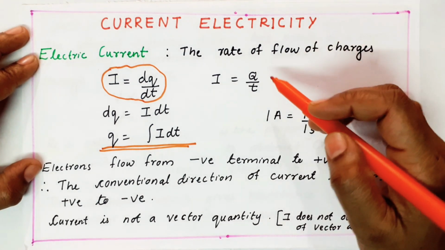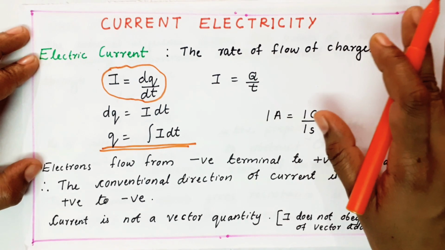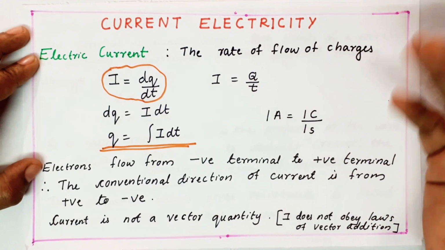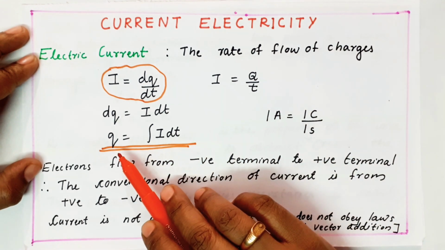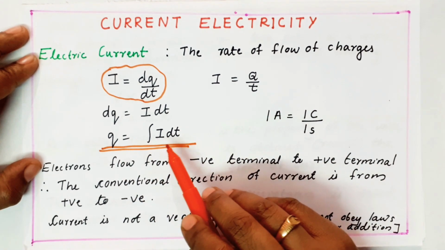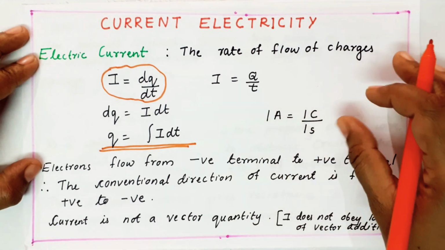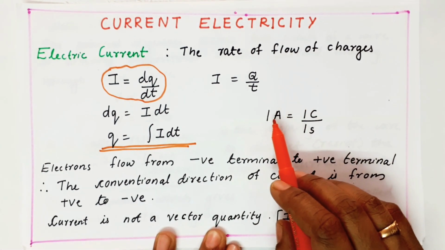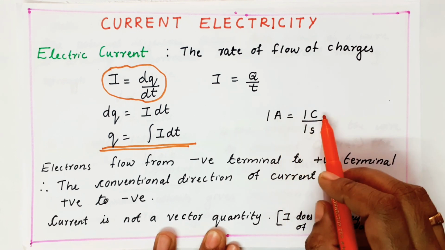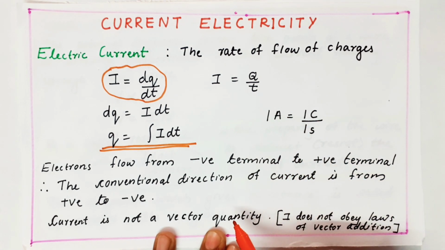The simple equation we know is q by t. But if the charge changes with time, or the current also changes with time, I can find the charge by using the equation integral of I dt. Clear? Now, what is the unit of current? Ampere. 1 ampere I can write as 1 coulomb by 1 second.